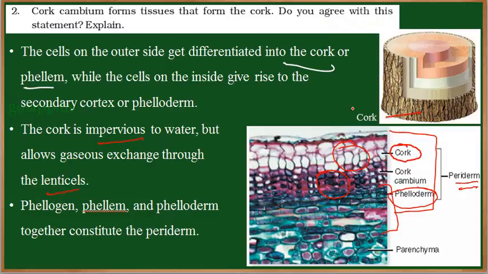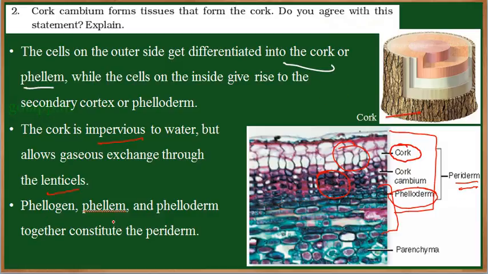Now on the bark there will be small openings called lenticels. Through the lenticels, exchange of gases and water vapor takes place. But the cork is highly impervious. It is made up of a chemical substance called suberin. So the suberin does not even allow water to escape from the cork.